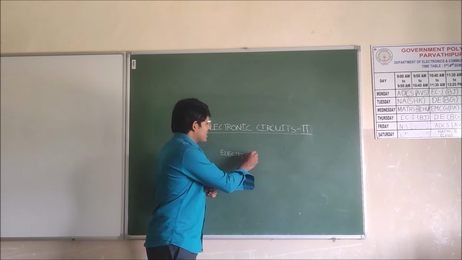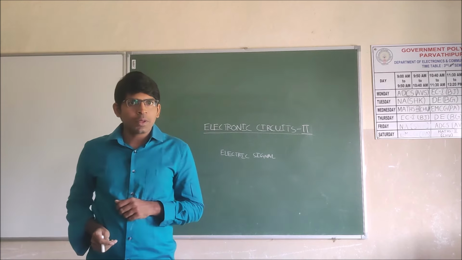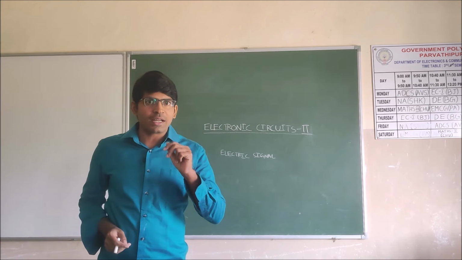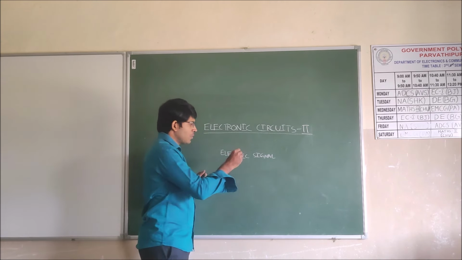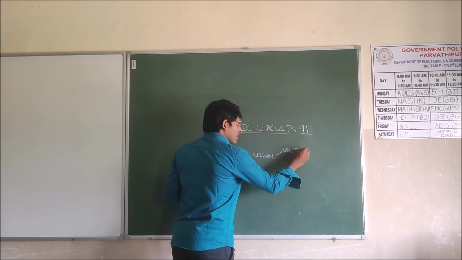So, what is an electric signal? How many types of electrical signals do we have? We have two types of electrical signals. One is voltage signal, the second one is current signal.